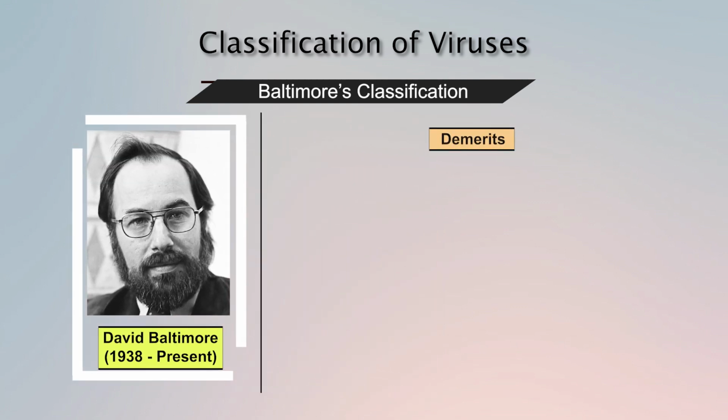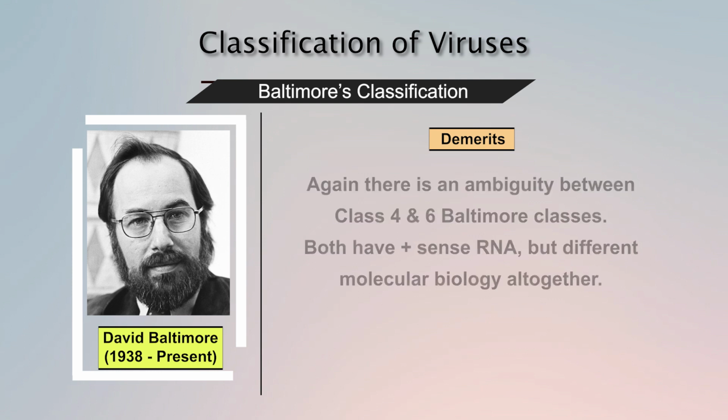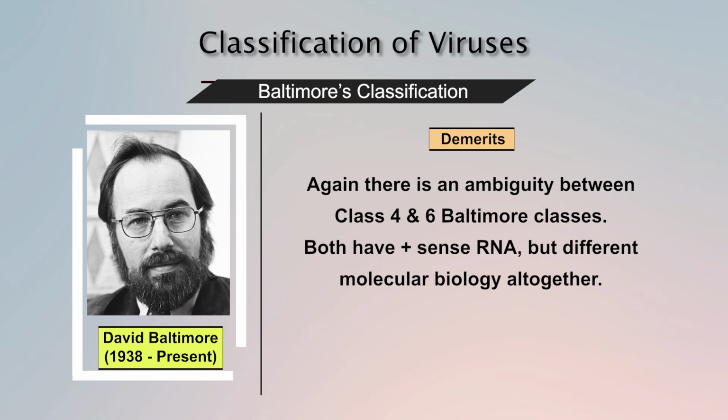Although there are some demerits of this classification, like two very distant viruses, the animal virus variola and bacteriophage T2, both contain double-stranded DNA, but they are very different in their molecular makeup. So that is not being considered in this classification. And also in the class 4 and class 6 viruses, there are some ambiguities. So let us have a look at the details of this type of classification.